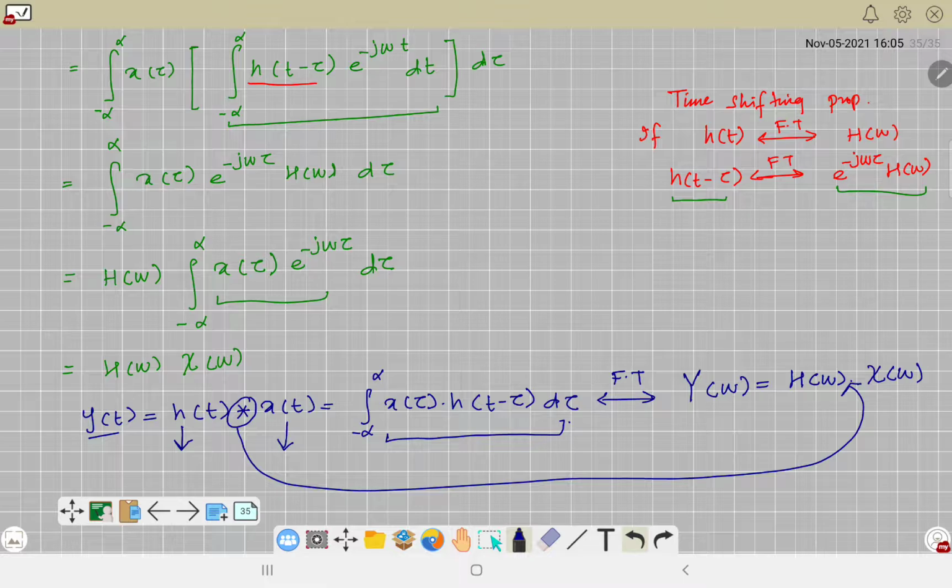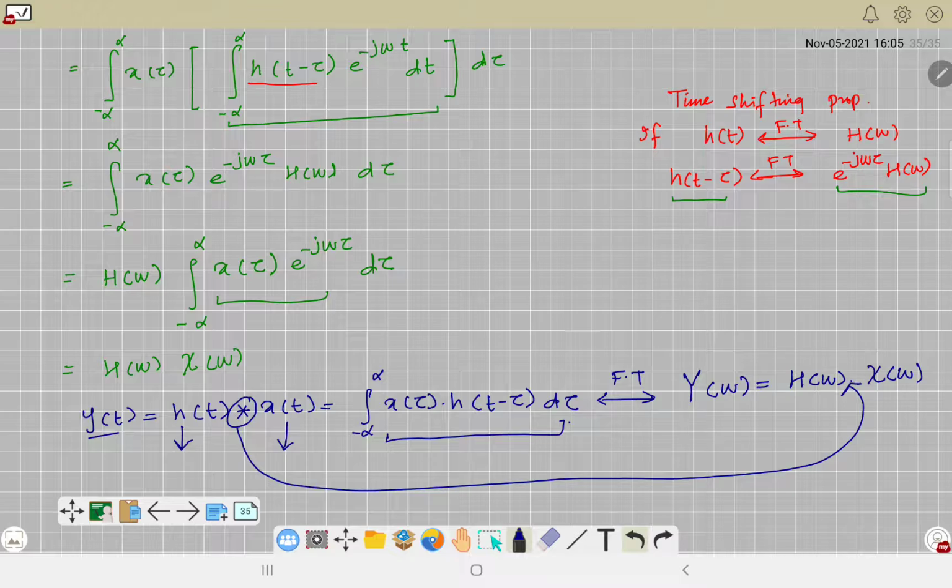Now H of omega here is the Fourier transform of the impulse response. We sometimes call it the frequency response of the system. We will see that when we do the analysis of LTI systems, it plays an important role. Because in time domain, your LTI system was defined by h of t, the impulse response. So correspondingly in frequency domain, it will be defined by H of omega. We sometimes call it system response, frequency response, there are different names.